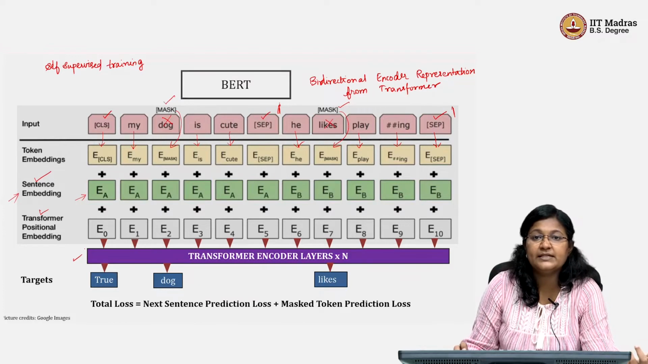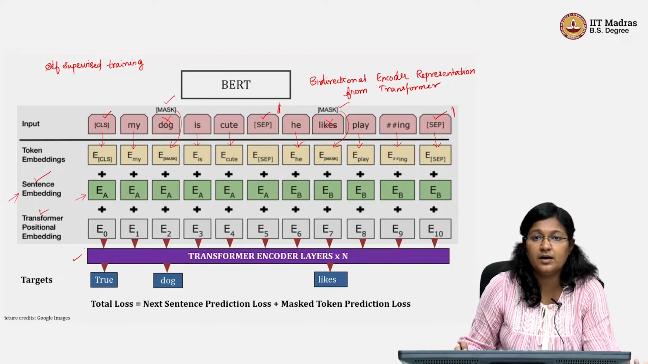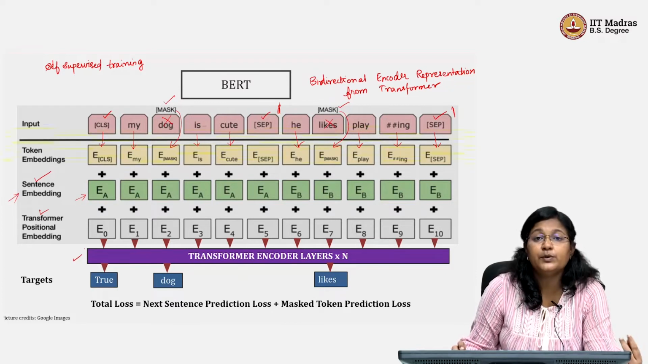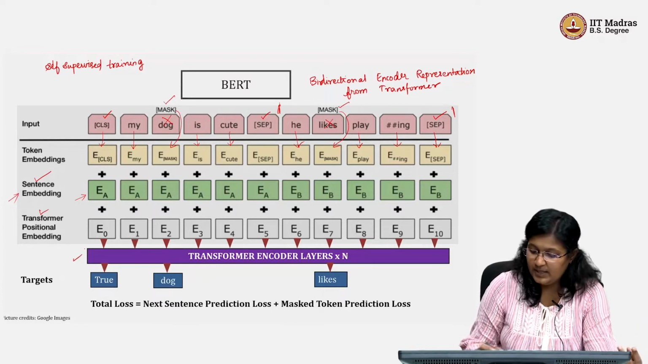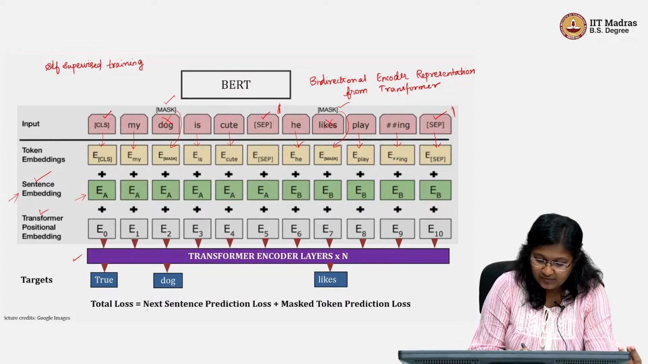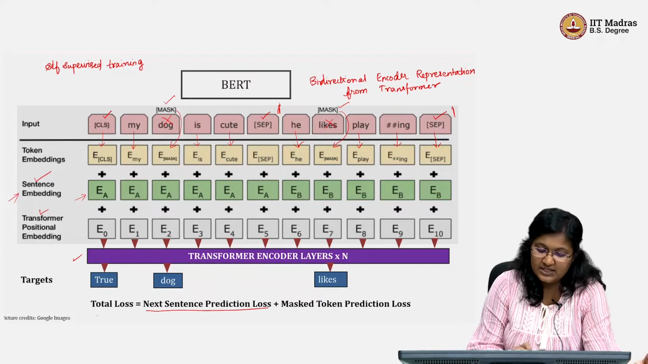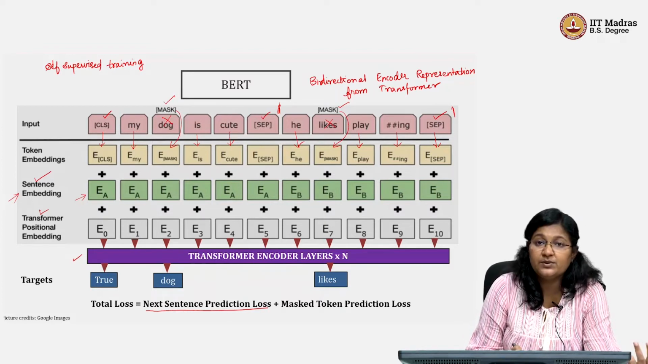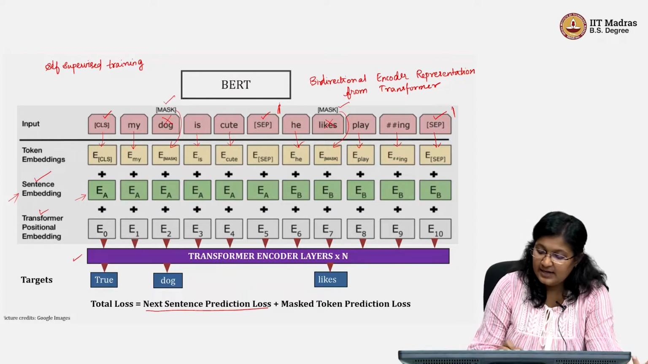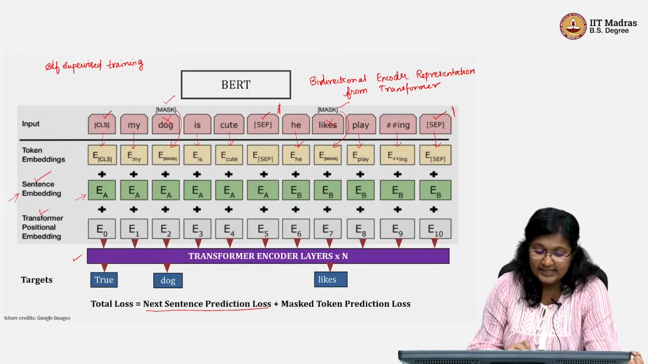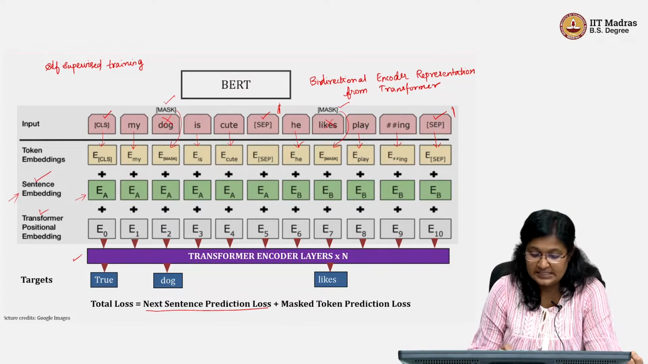After passing it to the transformer encoder, we must have some objective, right? What are we going to do with such a data preparation? We are going to perform two tasks. The first task is called the next sentence prediction. The loss function is going to be the sum of two loss functions. One corresponds to the next sentence prediction task, another corresponds to the masked token prediction task. Let's first see what the next sentence prediction task is.